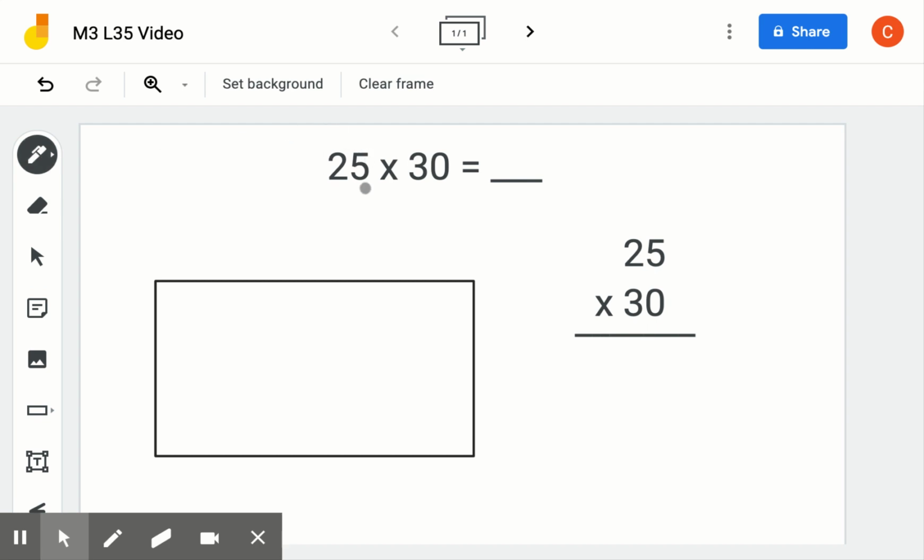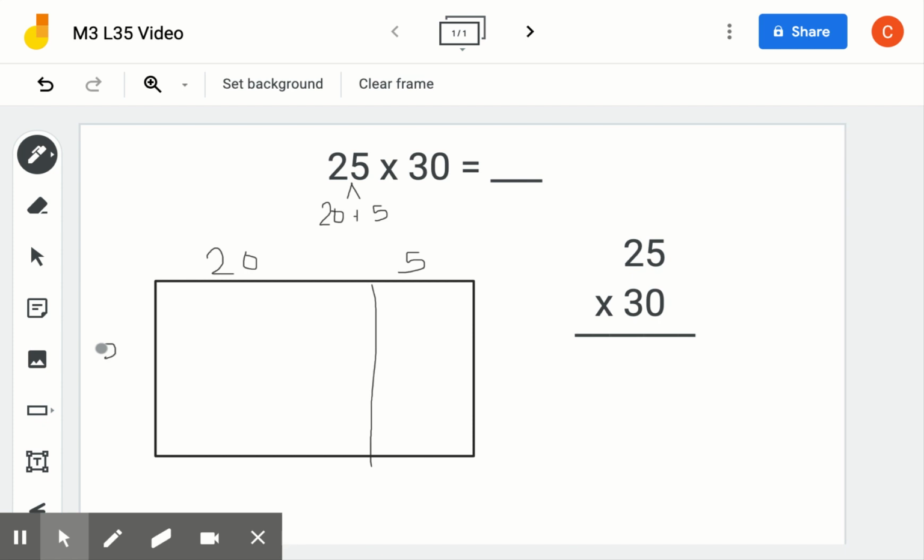Let's start off with the length, 25. I can decompose 25 up into smaller parts to make multiplying easy. 25 can be broken up into two parts, 20 plus 5. So part of my length is a 20, and the other part is a 5, and I will separate those lengths with a line. 20 plus 5 equals 25.